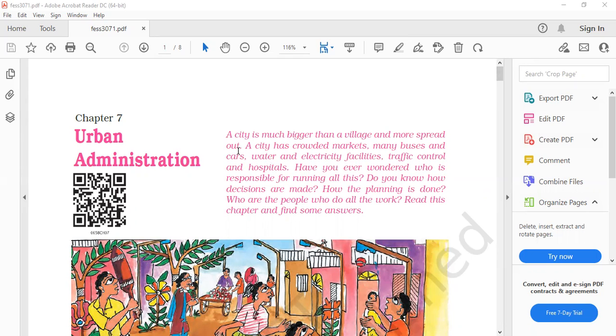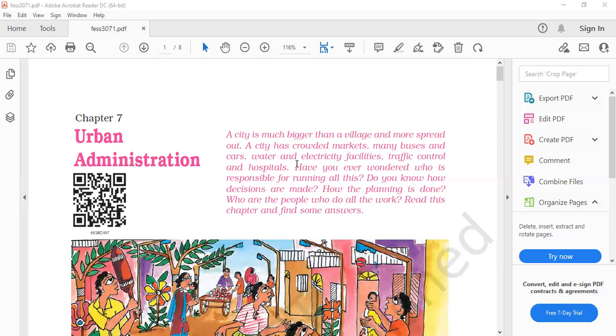See, here it's written in the purple color. What you find: a city is much bigger than a village and more spread out. A city has crowded markets, many buses and cars, water and electricity facilities, traffic control and hospitals. So from these lines, you can get two questions. That is, what is the difference between a city and a village? And secondly, what makes a city different from a village? I hope you understand the questions.